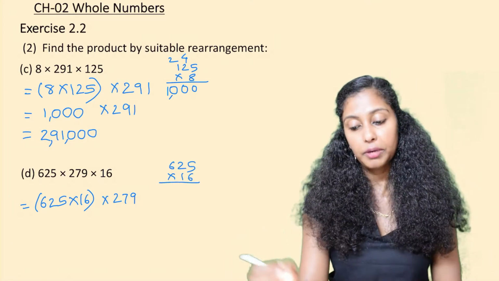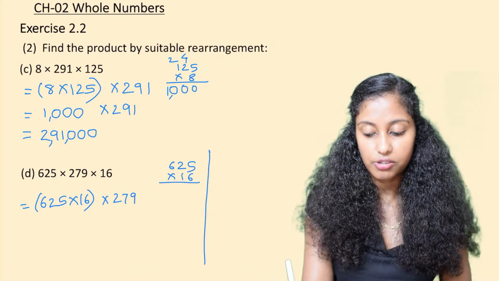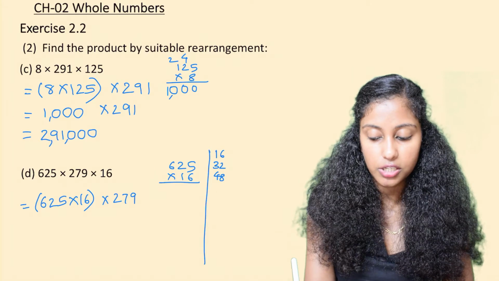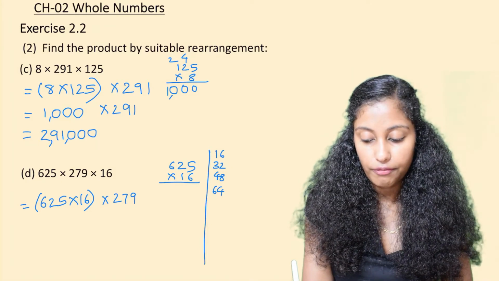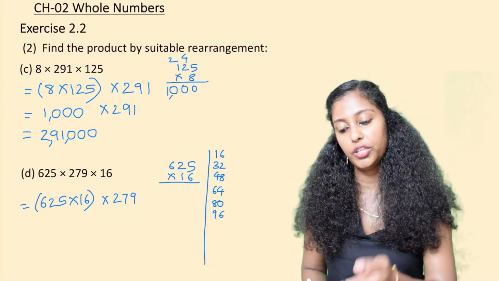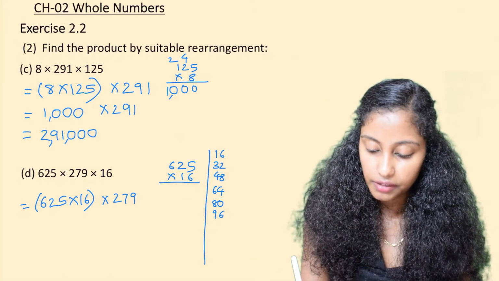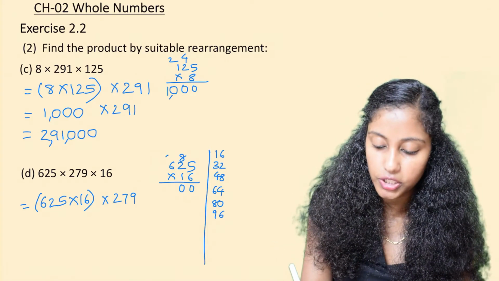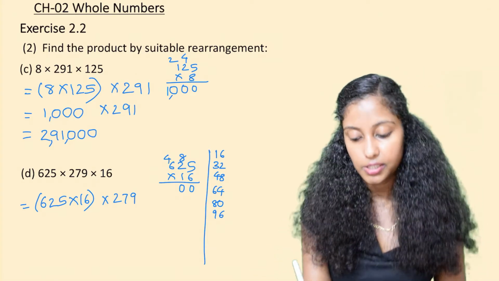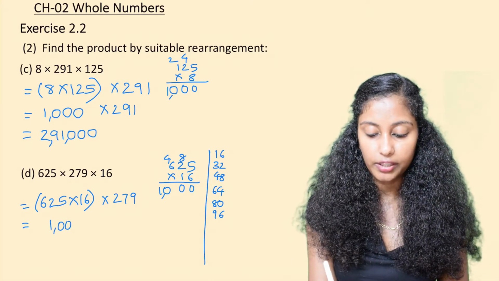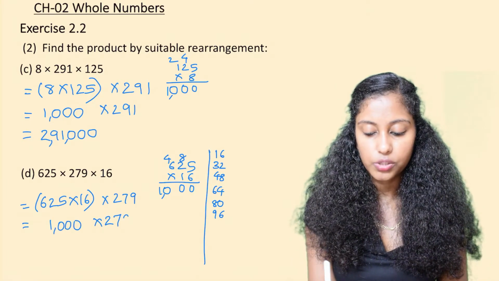But to make our multiplication easier, we can just write the table of 16. 16 1s are 16, 2s are 32, 3s are 48, 4s are 64, 5s are 80, 16 6s are 96. We have only 5, 2 and 6. So 16 5s is 80, carry 8; 16 2s are 32 plus 8 is 40; 16 6s is 96 plus 4 is again 100. So 625 multiplied by 16 is 10000.